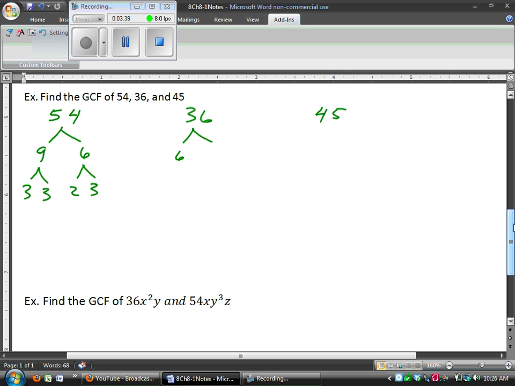36 we can say 6 times 6. 6 becomes 2 and 3. And then 45, what two numbers multiply to 45? 2 of them, you can pick any two. We'll say 9 and 5. 9 becomes 3 and 3, and 5 is prime.